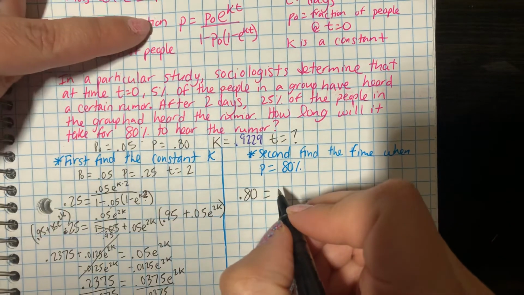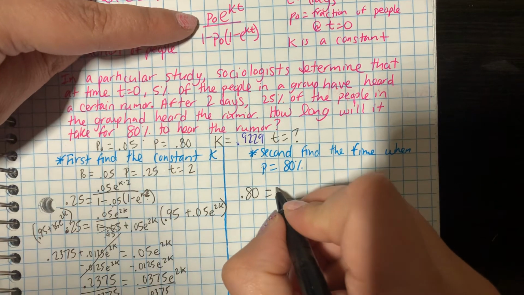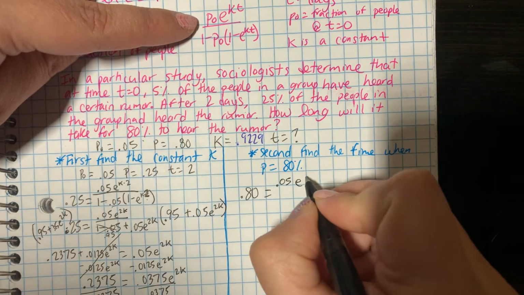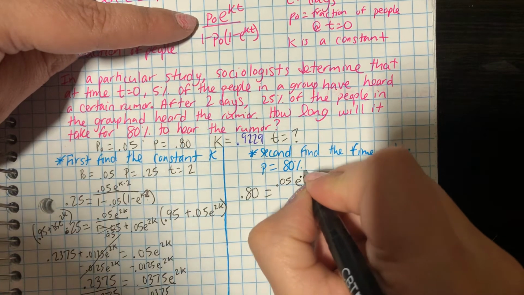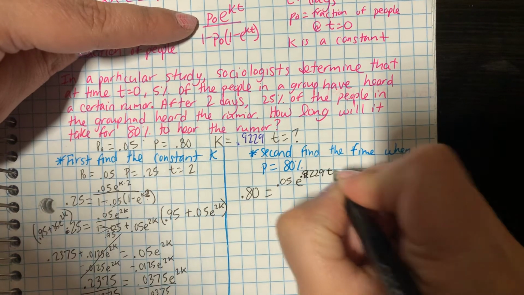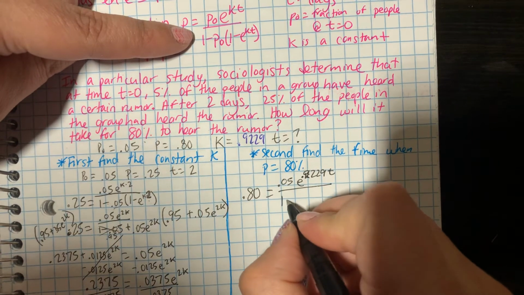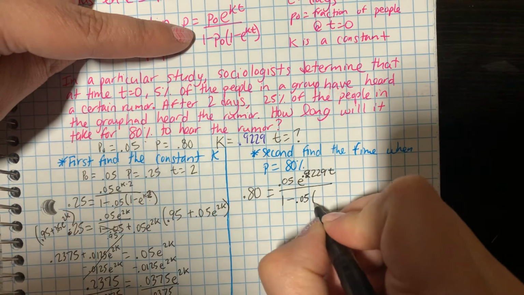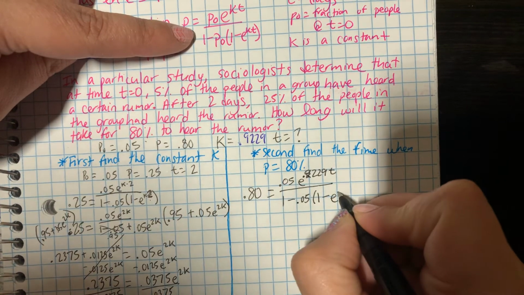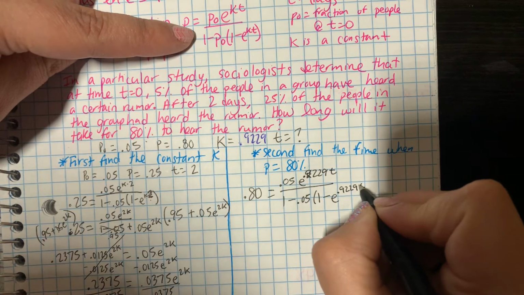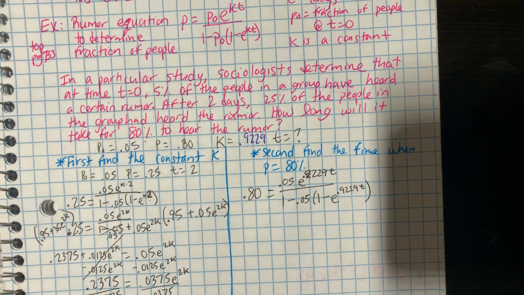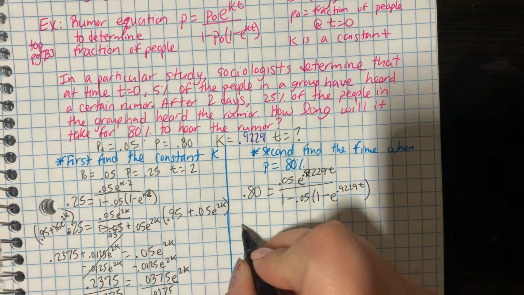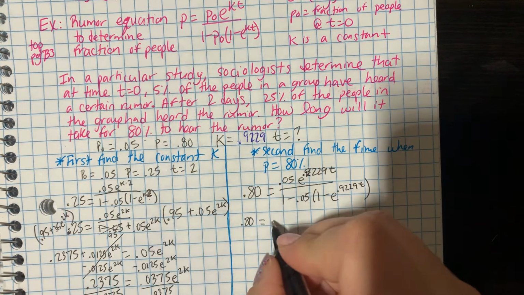going back to our equation up here, P0 is 0.05, e to the kt, we know our k, it's going to be 0.9229t over 1 minus 0.05 times 1 minus e to the 0.9229t. Now we pretty much get to do the exact same thing again, but this time we're solving for t.